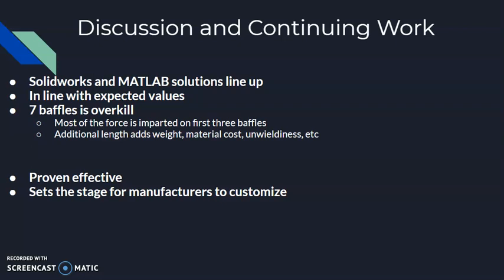However, we can also see that 7 baffles is a bit of overkill, and the 3-inch length is as well. Most of the force is being imparted on the first 3 baffles, and that's why most muzzle brakes on the market actually only have between 3 and 4 baffles. While this optimization isn't perfect, it has proven to be effective, and it also sets the stage for manufacturers to customize their own needs. For example, future considerations could involve overall weight and material cost in the design, which may affect some of the known variables that manufacturers play with.